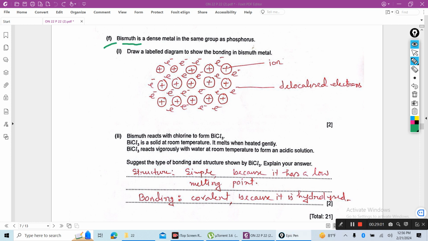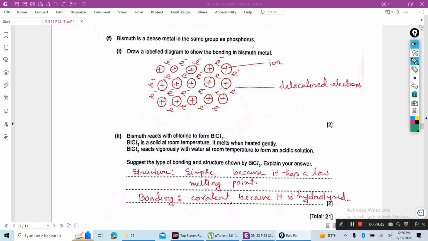Now F, bismuth is a dense metal in the same group as phosphorus. Draw a labelled diagram to show the bonding in bismuth metal. Metal and metallic bond: metal forms positive ions, all bismuth ions are positive ions. They lose electrons, and these electrons are delocalized electrons. So plus one is a positive metal ion, and the electron is a delocalized electron.